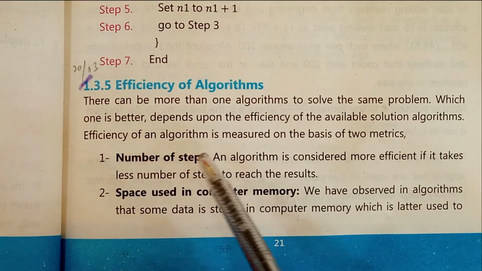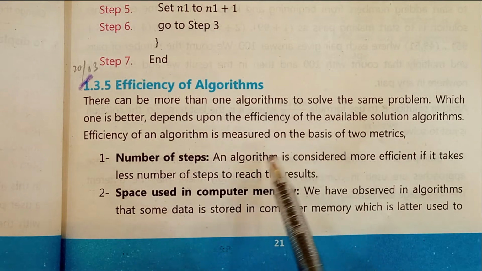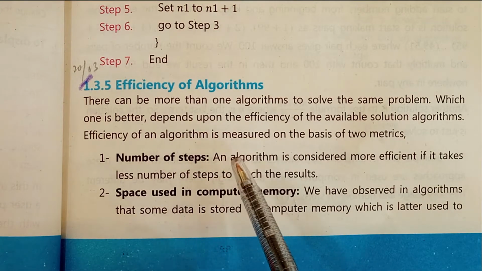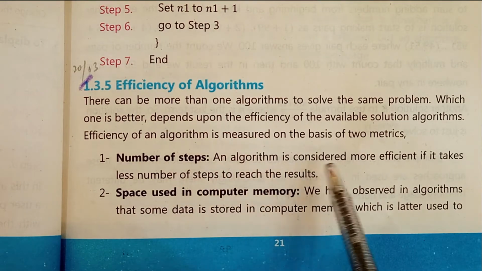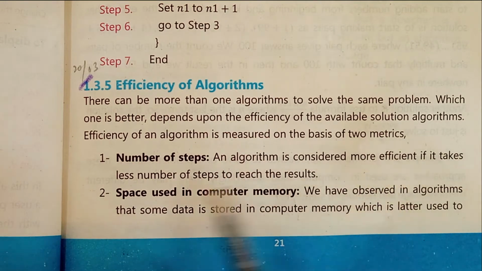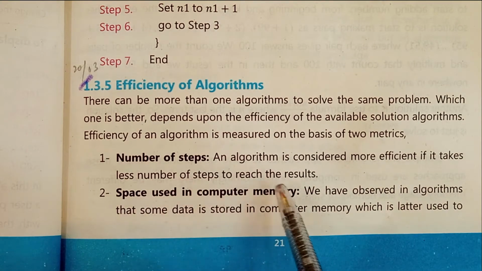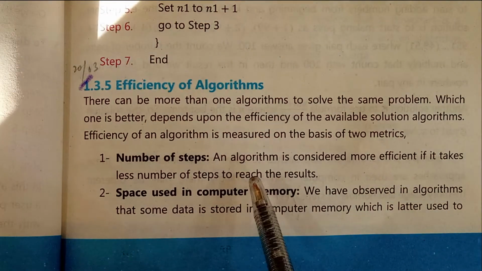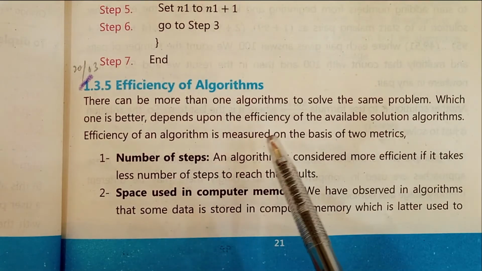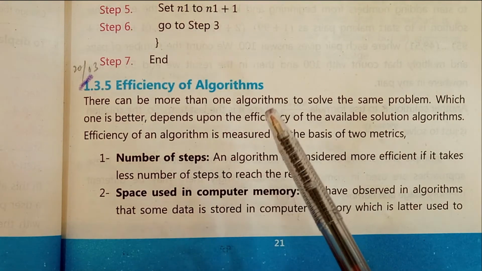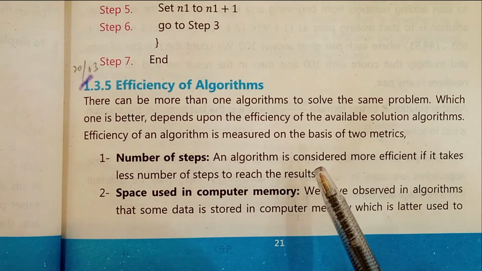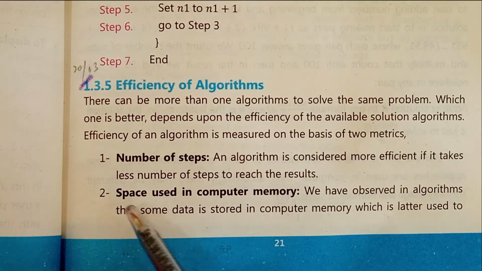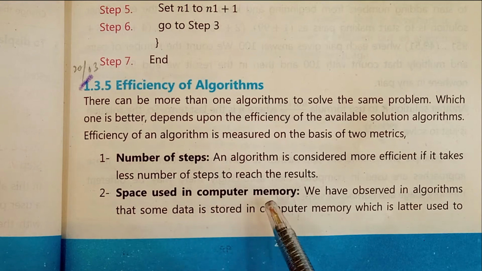Now students, we have two metrics to describe the efficiency of an algorithm. Number one is number of steps. An algorithm is considered more efficient if it takes less number of steps to reach the results. An algorithm is considered more well organized or resourceful if it takes less number of steps to give the output.